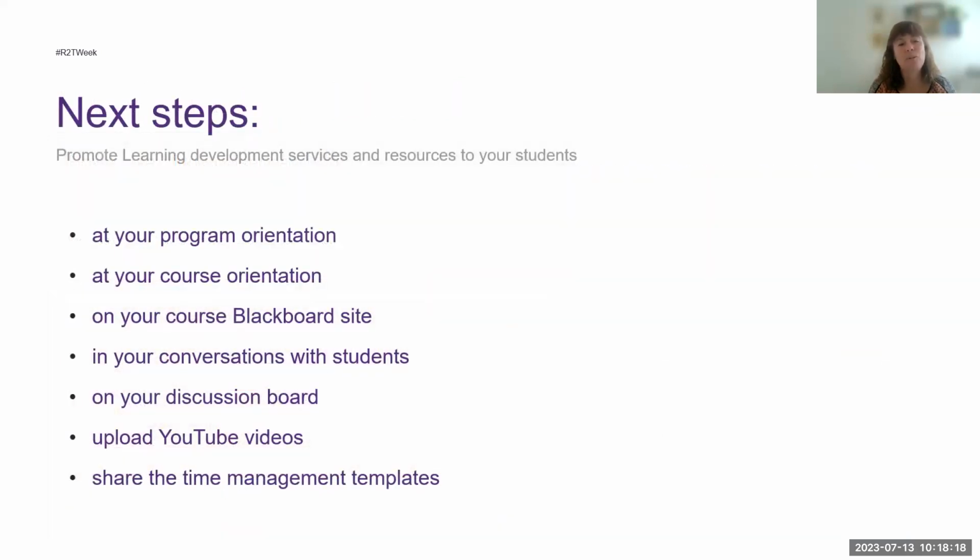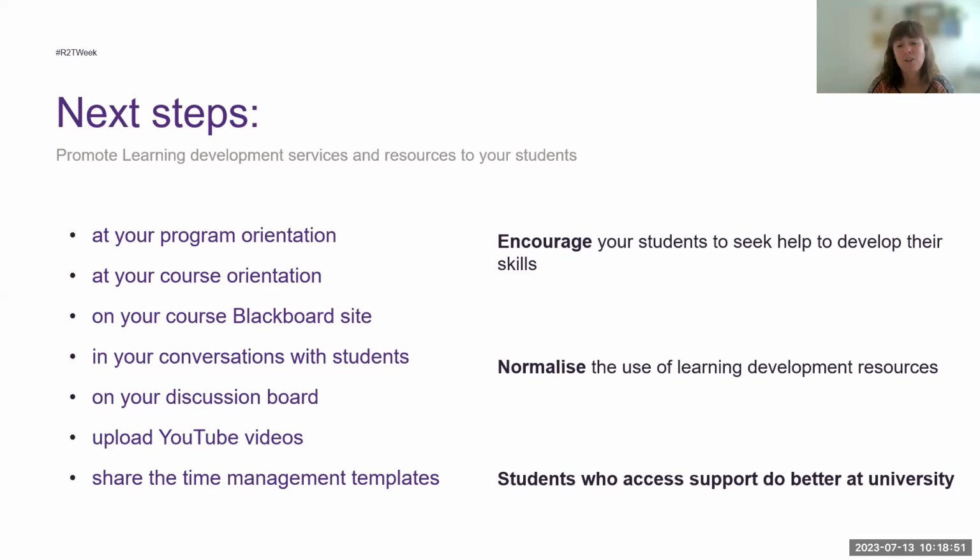So what are the next steps? What I would request from you watching this is that you promote our services and resources to your students. You can do that at your program orientation, at your course orientation, on your course Blackboard site, in your conversations with students, on your discussion board. You can upload the YouTube videos directly to your course pages, and you can share the time management templates. So the three key points really are encouraging your students to seek help to develop their skills, normalising the learning development resources, and understanding and communicating that students who access support do better at university. And we saw that through the comments that we've seen on this presentation today.